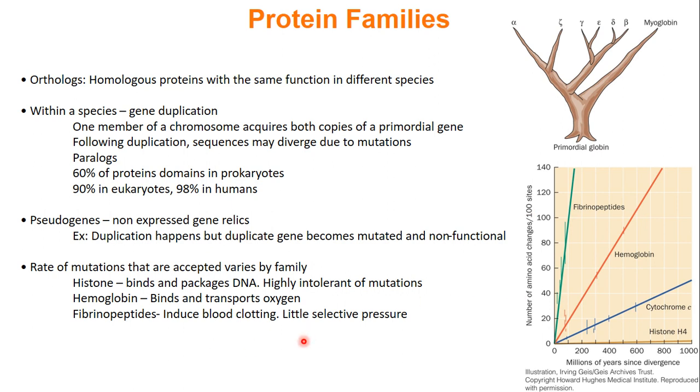Now, if you look at another protein called fibrinopeptides, these help with blood clotting, and there seems to be no selective pressure on these proteins. You have a lot of mutations, which says that these peptides can still do their job regardless of the amino acid sequence. Or more precisely, only a few amino acids really matter for fibrinopeptides to do their work, and the rest don't matter all that much.